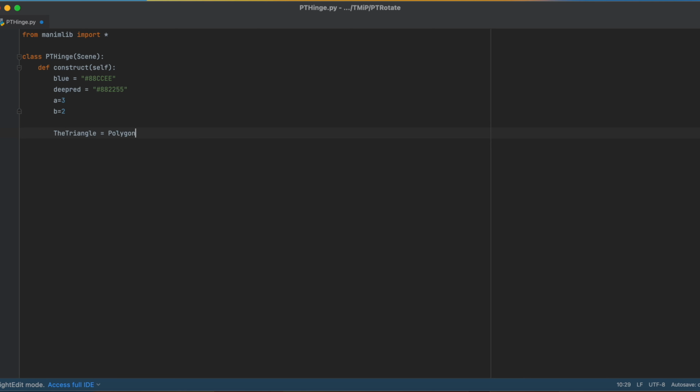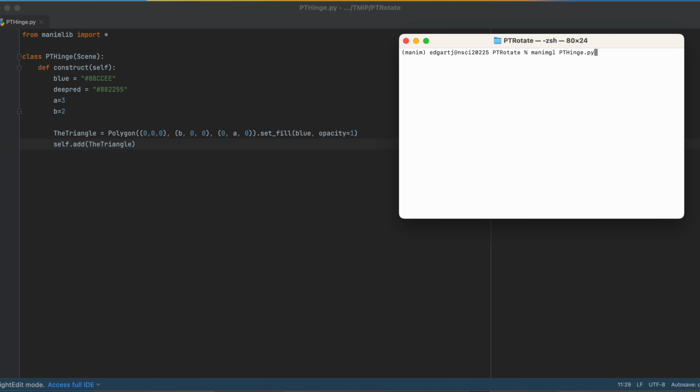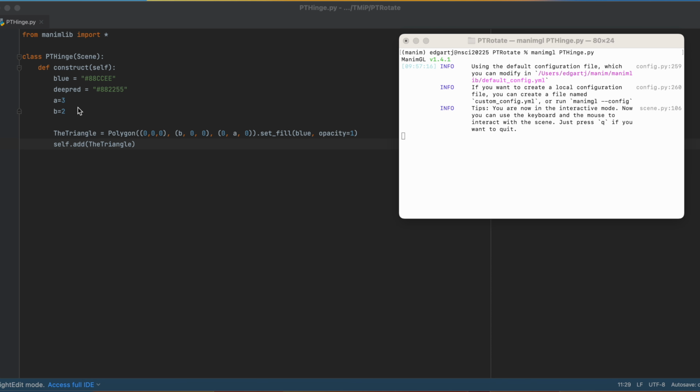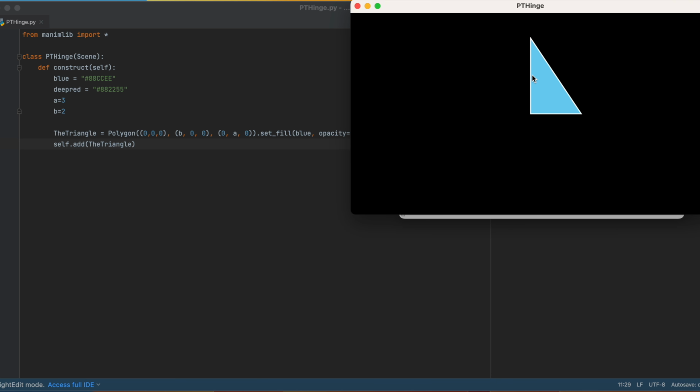To do this, it's a polygon, and I'll just set it. Right now, I'll start it at 0, 0, 0. I want it to be, I guess, probably taller than it is wide, so I will go B, 0, 0, and then I will go to 0, A, 0. And hopefully, with any luck, I'll set this to be blue and the opacity to 1. I can just add the triangle to my scene, and then when I run this, it should load up, and hopefully it shows the blue triangle. There it is right there, a nice blue triangle.